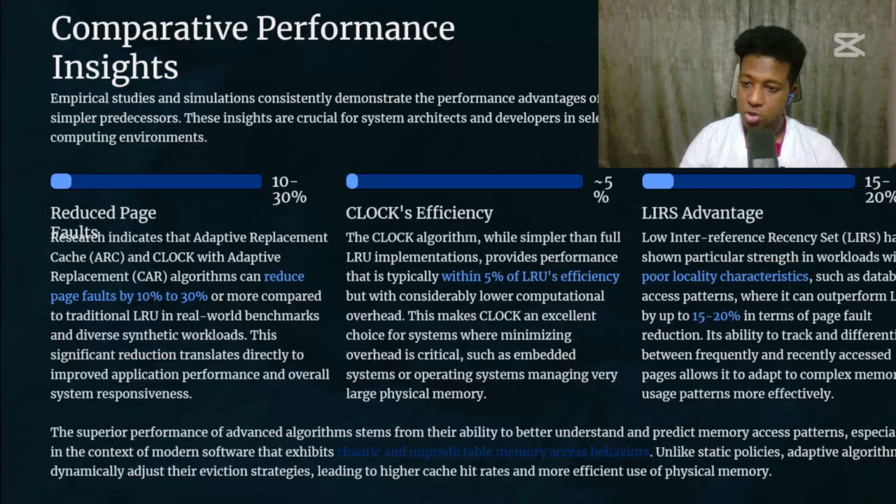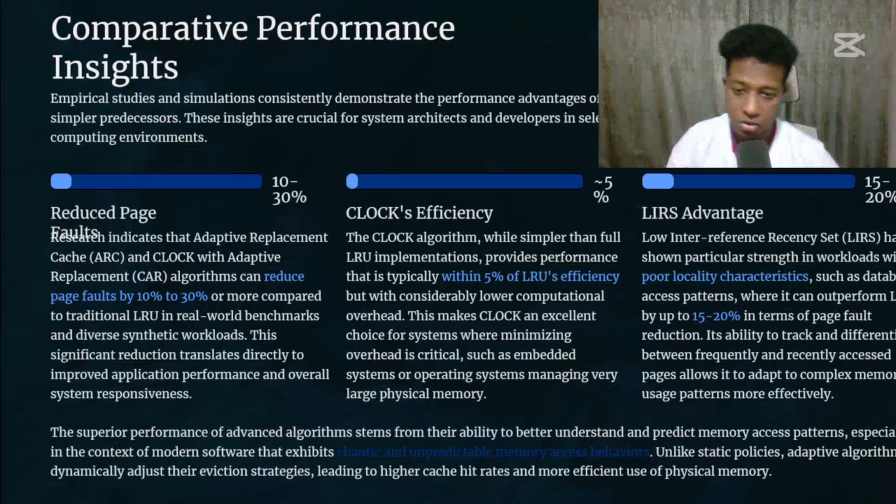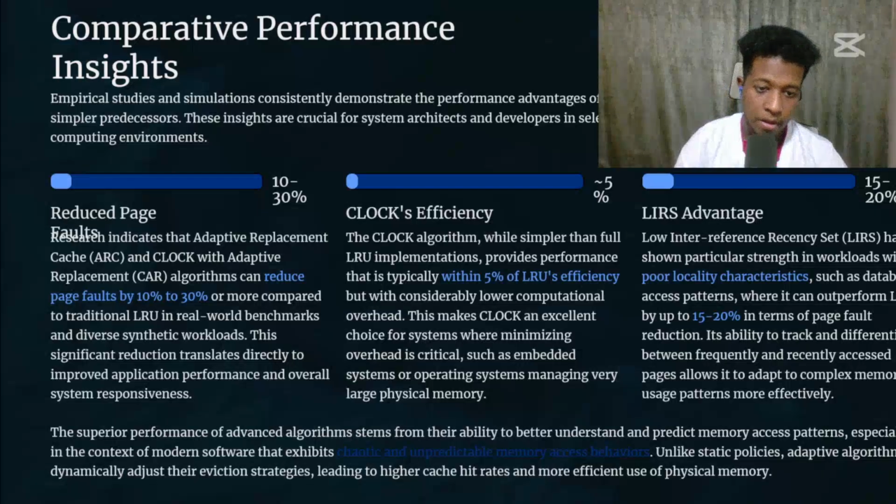And the superior performance of advanced algorithms stems from their ability to better understand and predict memory access patterns, especially in the context of modern software that exhibits chaotic and unpredictable memory access behaviors. Unlike static policies, adaptive algorithms dynamically adjust their eviction strategies, leading to higher cache hit rates and more efficient use of physical memory.